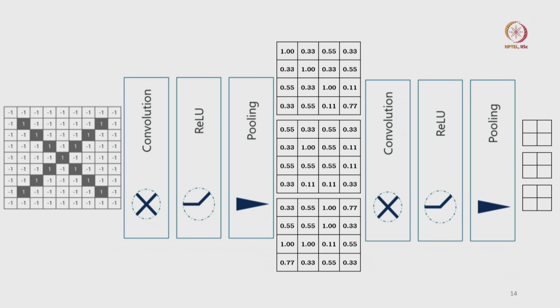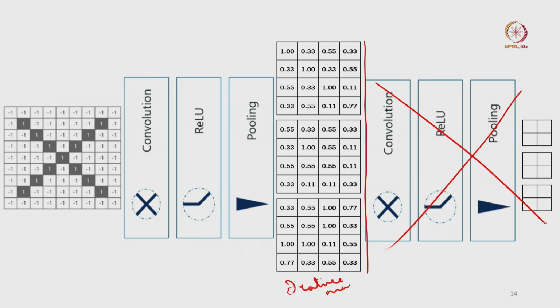Now let us try to understand why we repeated it once again. Now let us assume this entire portion is not there. We have taken an input image, we have passed it to convolution, ReLU and pooling, and then we have obtained this output. This is our feature maps, right?